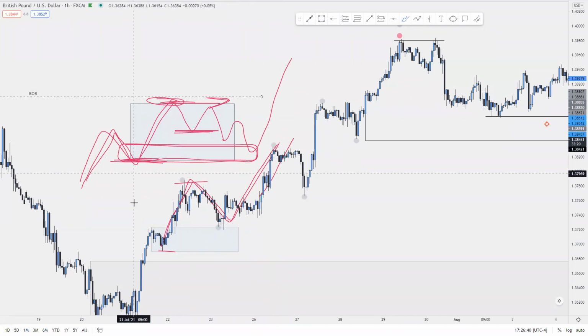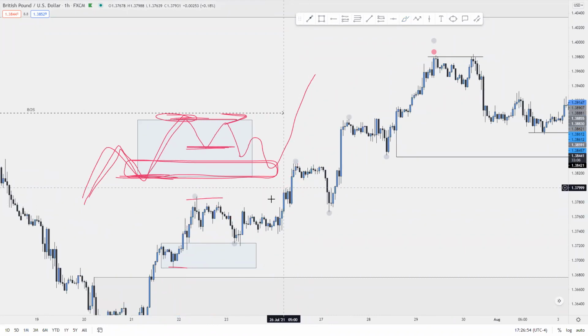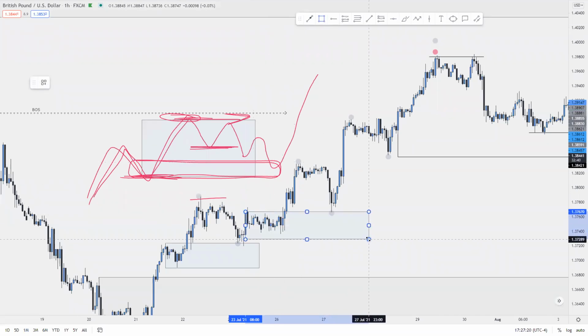Now, where did the high originate from? Where did the high actually come from? Some people call it the origin of the break of structure. The origin of the break of structure is the last area where banks were gathering orders to go long, right? The last place where they were accumulating or picking up more orders to take the market higher. That area is this here.